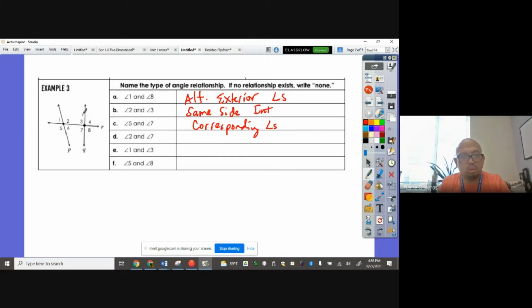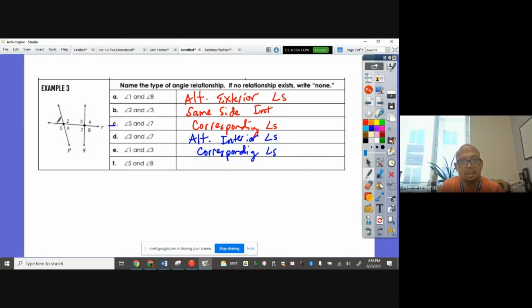2 and 7. 2 is at top and 7 is here. The transversal line is right here, the blue one. They're alternate because one is on the top portion, one side of the transversal, while the other is on the other side, alternate. And they're both inside, so alternate interior angles. Okay? 1 and 3. They are both the top left of each set, so that can be called corresponding angles.